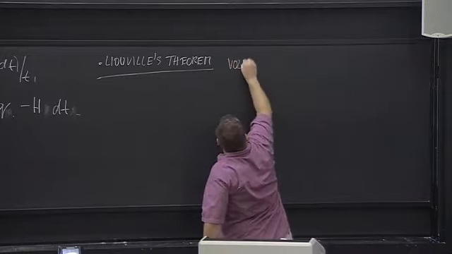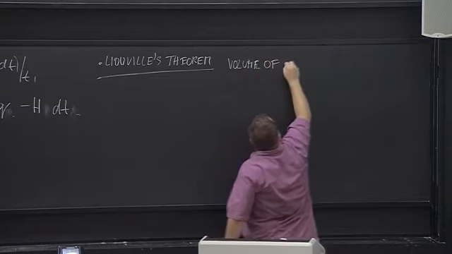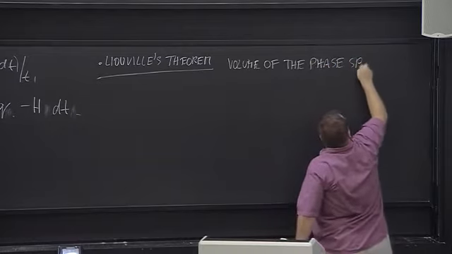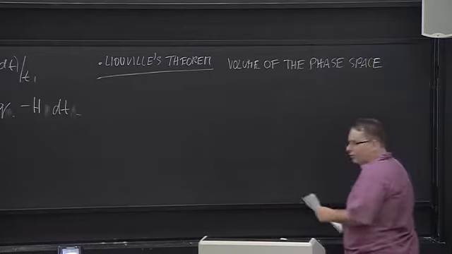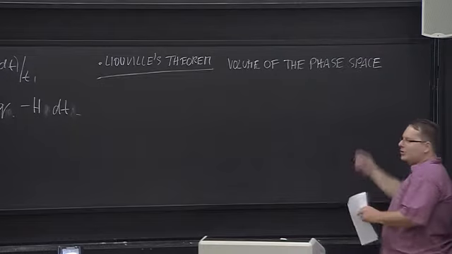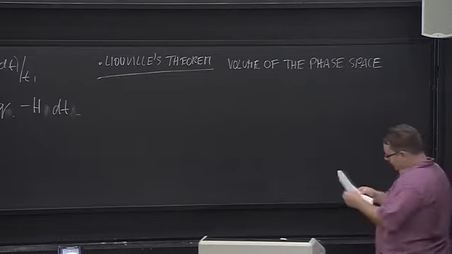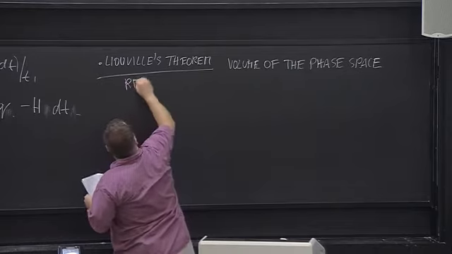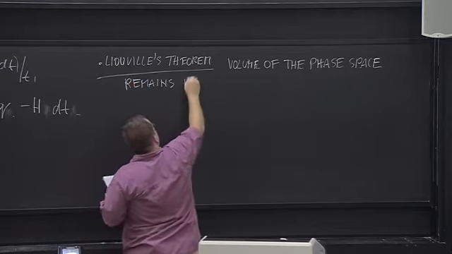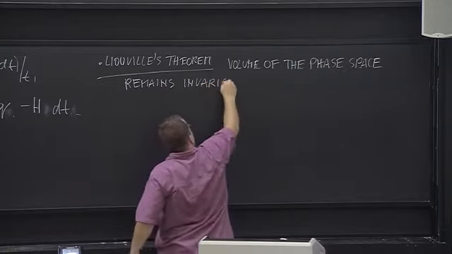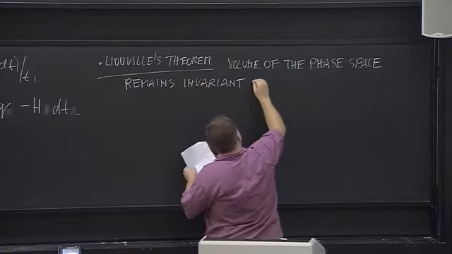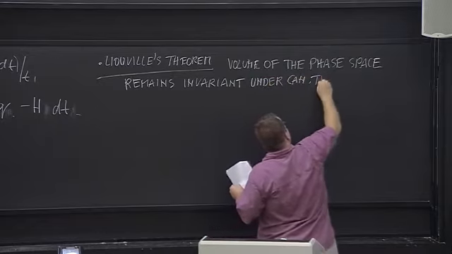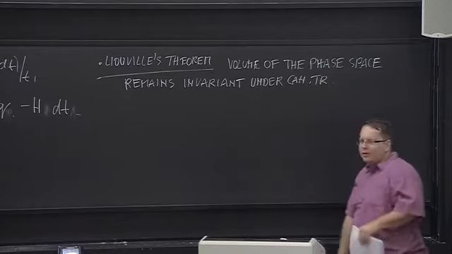So now the statement is volume of the phase space, and you will use this in statistical physics to basically derive the Gibbs distribution. So there's like 2 lines from this theorem to Gibbs distribution. So volume of the phase space remains invariant under canonical transformations. Meaning it's in specifically by time evolution.